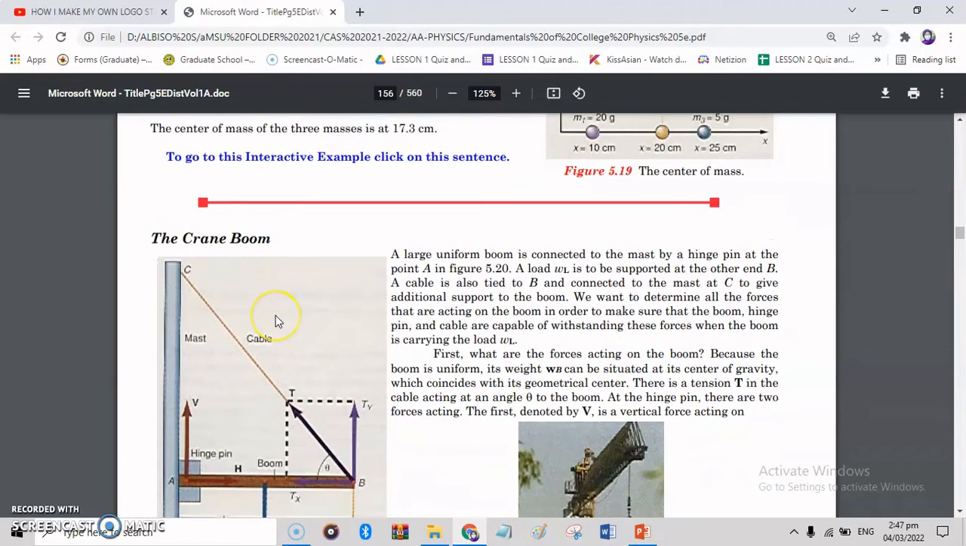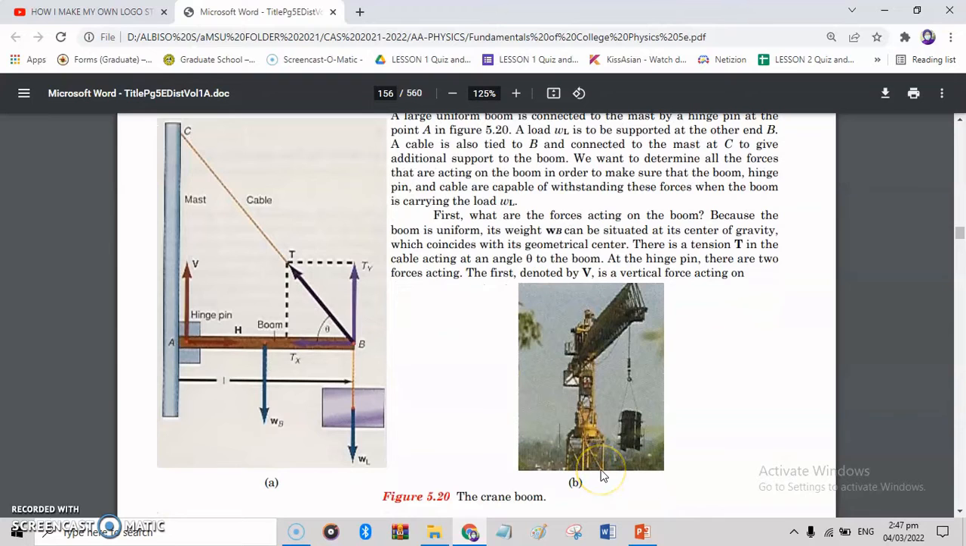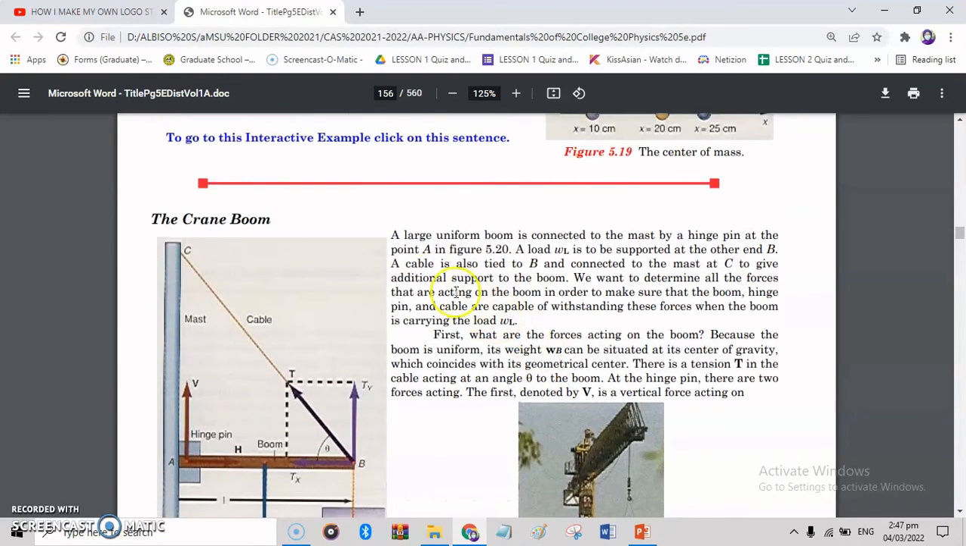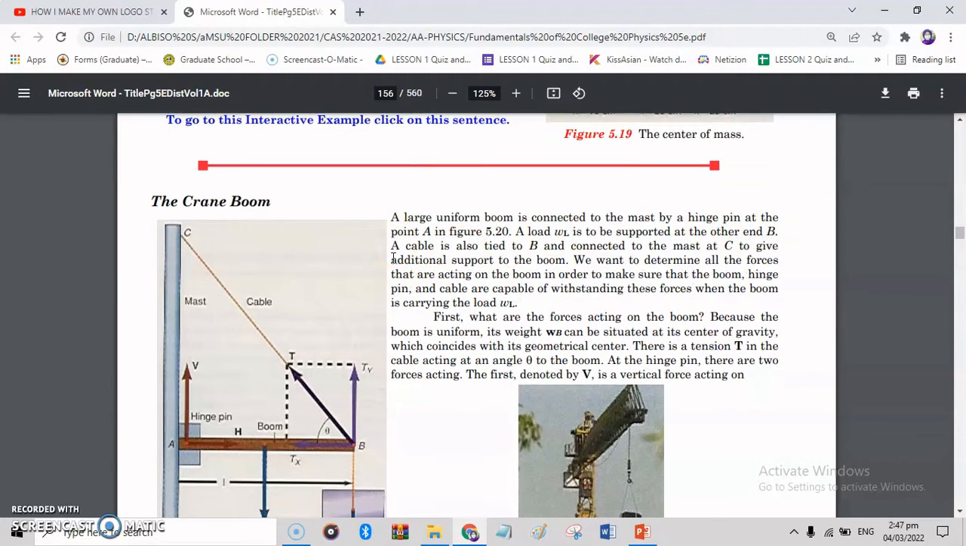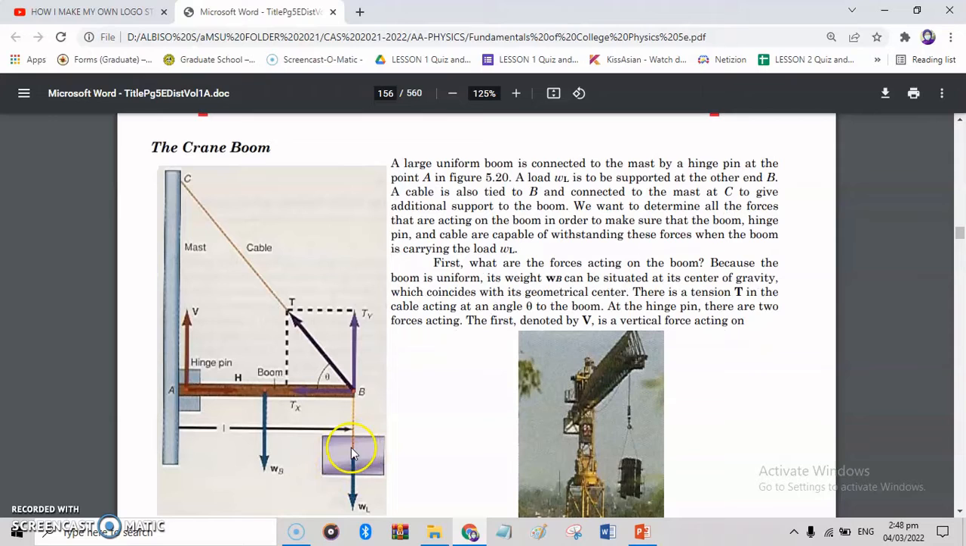The crane boom. What is a crane boom? Here it is. A large uniform boom is connected to a mast by a hinge pin at point A. Where's point A? This is the hinge. And a load, WL, is to be supported at the other end, B. So this is point A and point B.